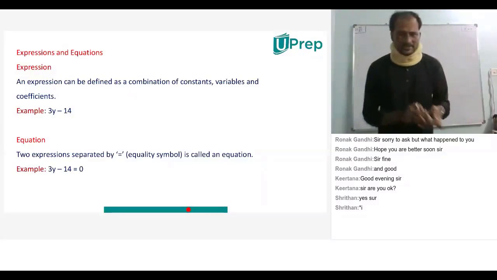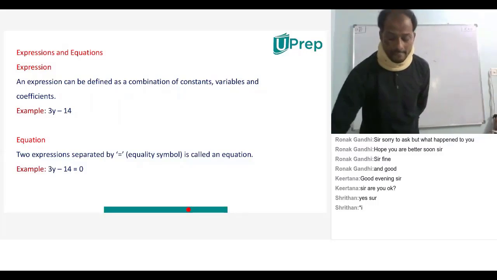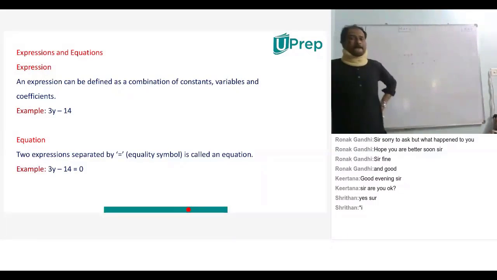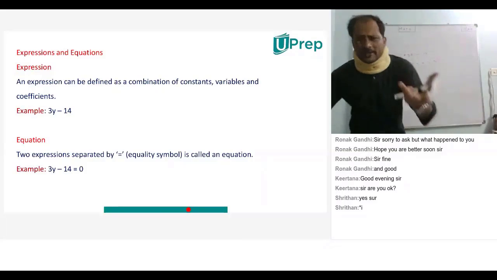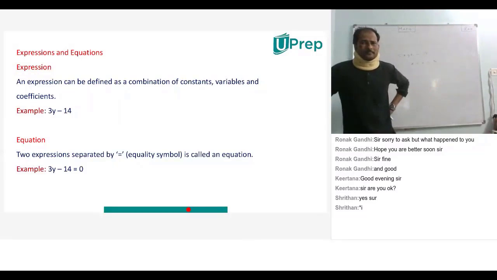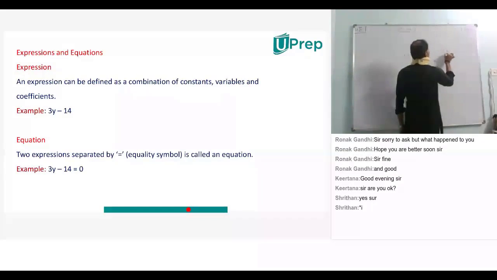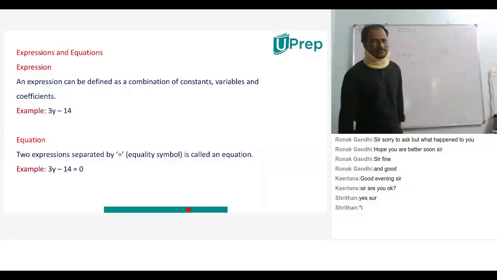Excuse me, sir. Yeah, beta. Sir, how is 5xyz an expression? There is no operation in it. Multiplication, na? Product, na? Yes, sir. So it is an expression. Suppose if I write 5x upon 3, it is also an expression because division is there.